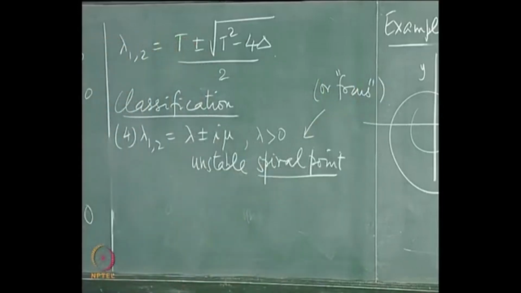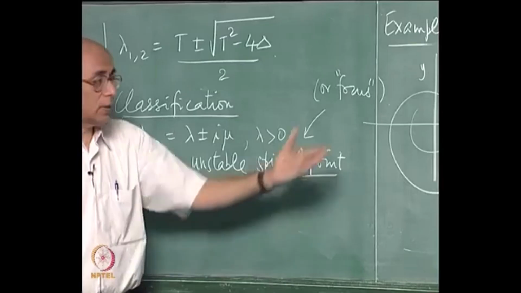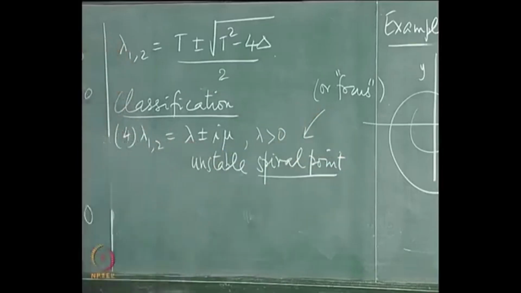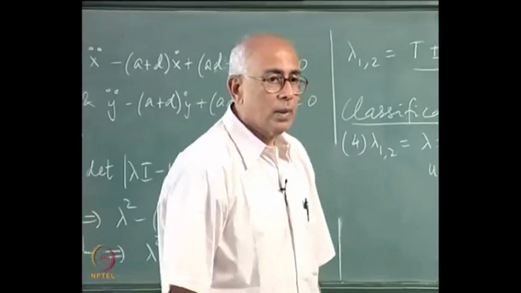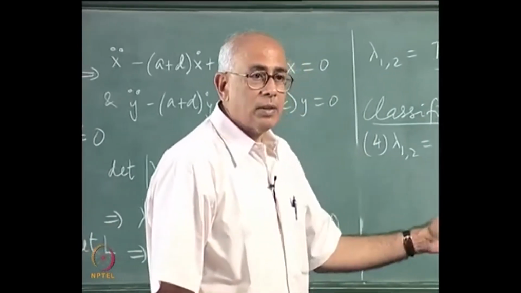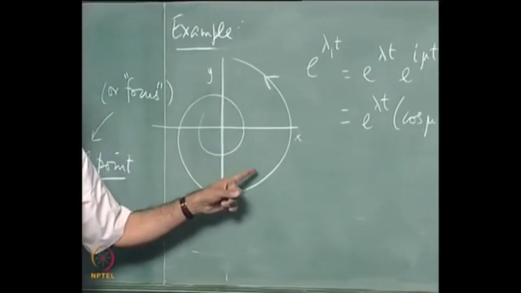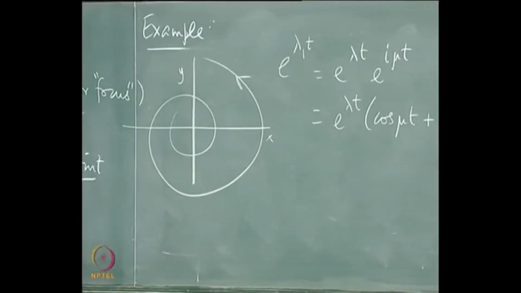Occasionally called a vertex as well, but focus is much more common. But I would like to stick to the phrase spiral point, because this is evocative, it tells you exactly what the trajectories look like. Once again, if I have a linear transformation on this spiral, what sort of distortion would this spiral undergo? What would it look like? And that is not hard to see.